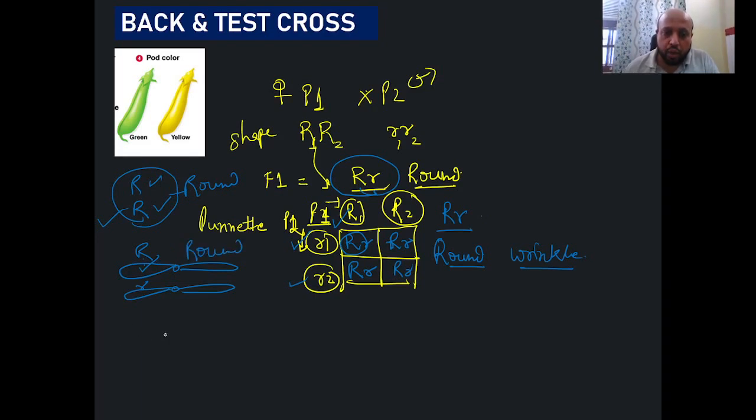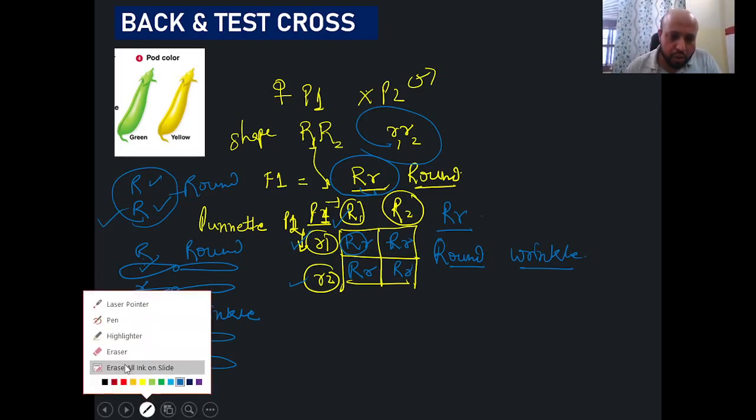But when in a chromosome, and let me again draw that part for you guys, let's say this is a small r and a small r for this particular parent over here, they will appear wrinkled in shape of the seeds. I hope this point is clear.